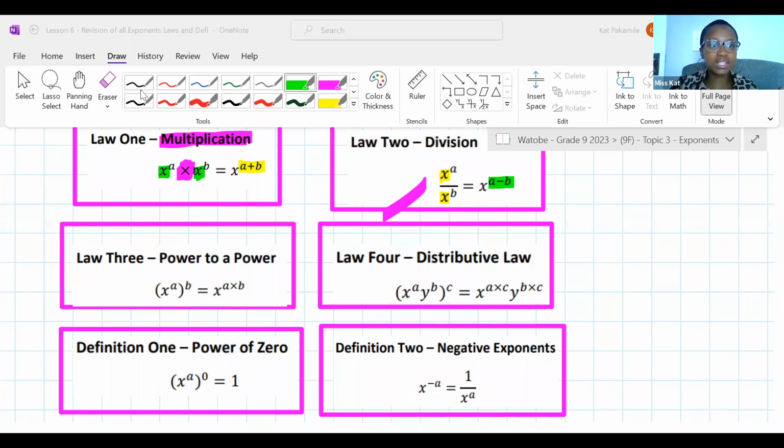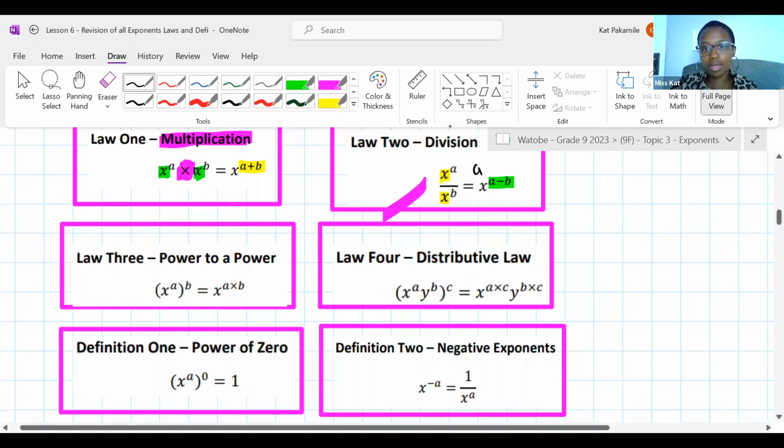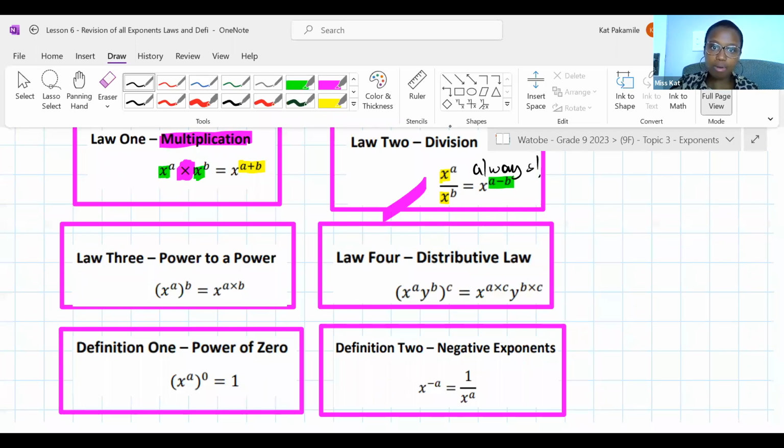Only thing that can catch you out in this case is you always subtract the bottom from the top. Guys, you see what English is doing? You subtract the bottom from the top. So you say A minus B. You cannot say B minus A because that would be incorrect.